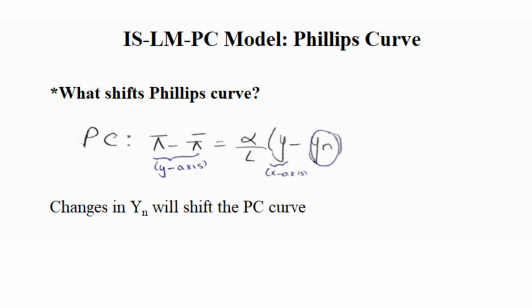So for this, let's go back to the Phillips curve equation. That is pi minus pi bar is equal to alpha by L times y minus yn. Now we know when we're plotting the Phillips curve in this IS-LM-PC model, we take pi minus pi bar on the y-axis and we take y on the x-axis. In this case, we can see from the equation that what is going to shift the Phillips curve are changes in the natural level of output.